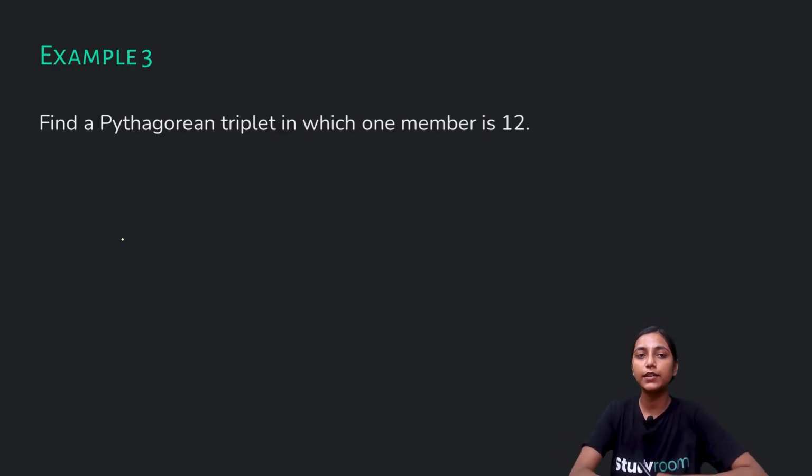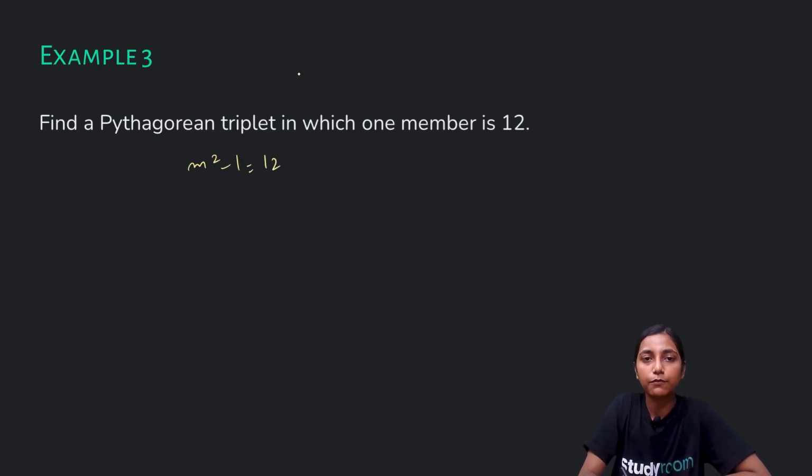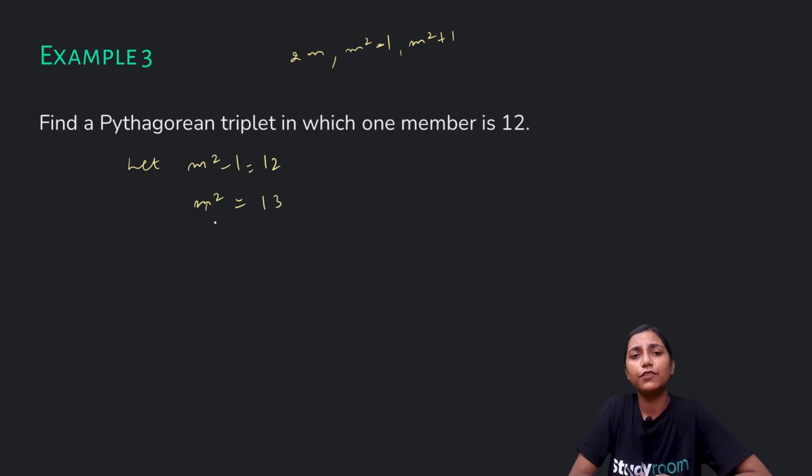One more example related to it. Find a Pythagorean triplet in which one member is 12. So we are not given that 12 is the smallest member or the largest member of that Pythagorean triplet. We just said that one of the members is 12. Let's see if m square minus 1 is 12, because we know there are 2m, m square minus 1 and m square plus 1 that form this Pythagorean triplet. Let m square minus 1 equal 12, that gives us m square is equal to 12 plus 1, that will be 13. But we know that there is no such m for which m square will be 13. So this is not the case. We cannot take m square minus 1 as 12.